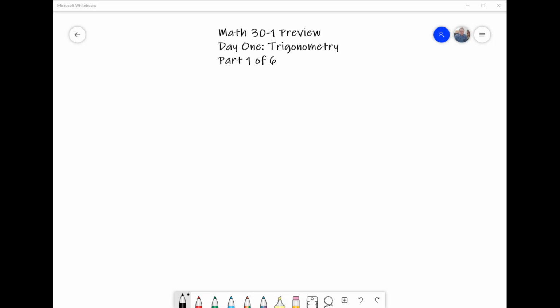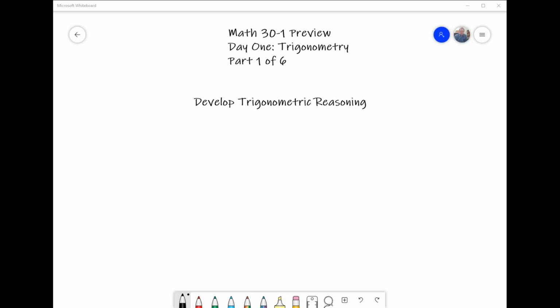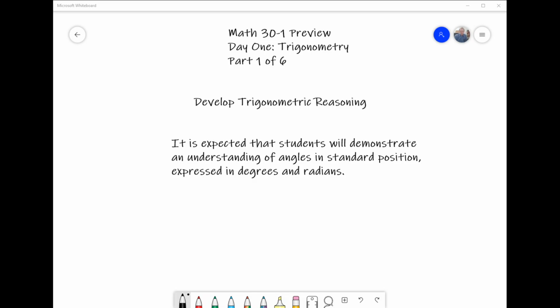Today we are going to be giving you a preview of what we're going to be seeing in the trigonometry unit in Math 30-1. There are 6 specific outcomes within this unit. All 6 go with the general outcome, develop trigonometric reasoning. The first of the specific outcomes is: it is expected that students will demonstrate an understanding of angles in standard position expressed in degrees and radians.